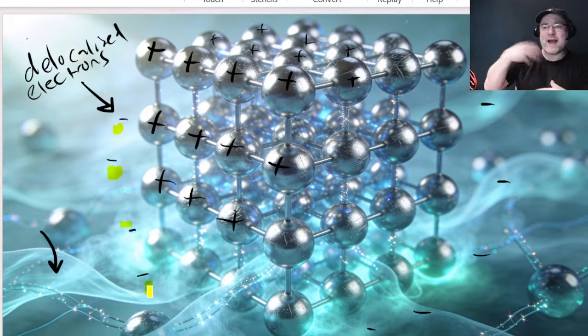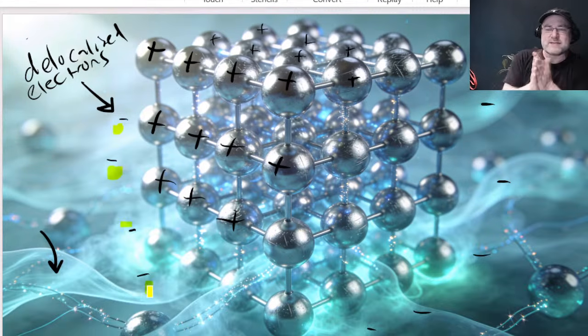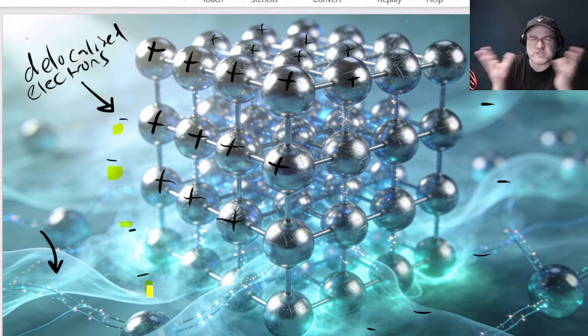So you want to say it has positive metal ions surrounded by delocalized electrons which can carry the charge through the structure. Okay, and that is for delocalized electrons. Very similar answer to graphite. The only difference with graphite is we might say that each carbon atom has donated one of its electrons to the delocalized electrons.